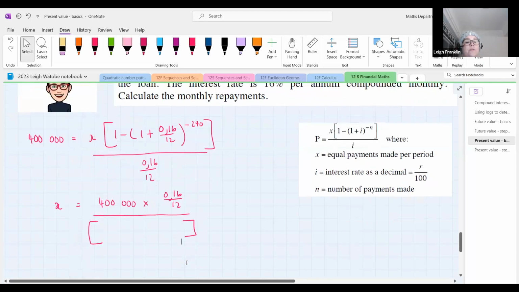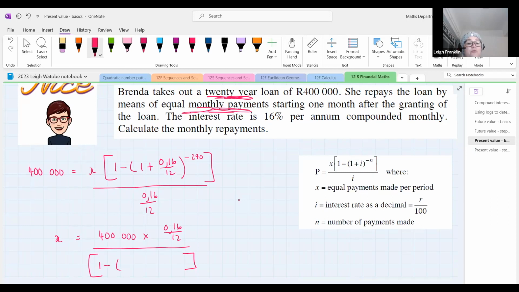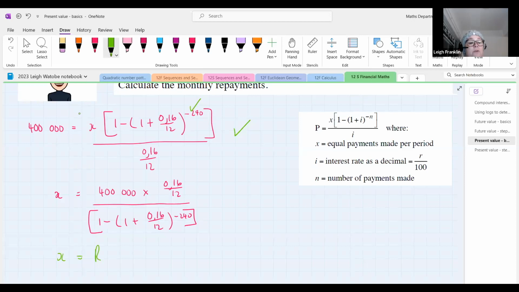You don't have to show this step in the middle where you are making X the subject of the formula, but you do have to show where you've subbed in. So here, subbing into the correct formula, and then there would be a mark on the answer. Like so many of you, I am getting 5565.02. Okay, good. Well done.